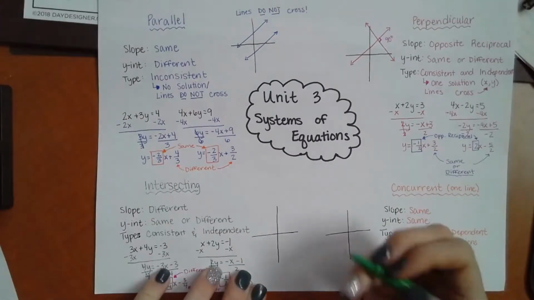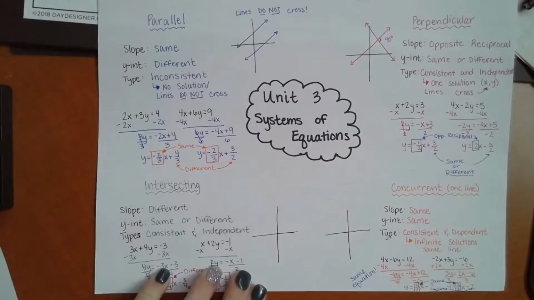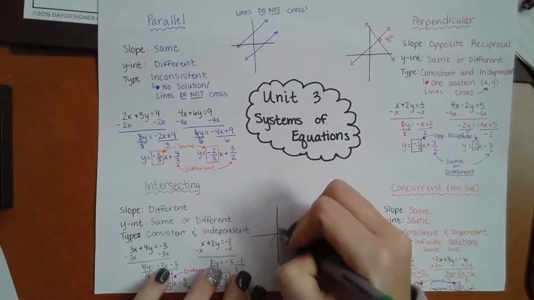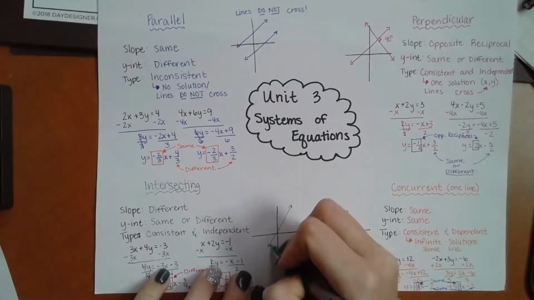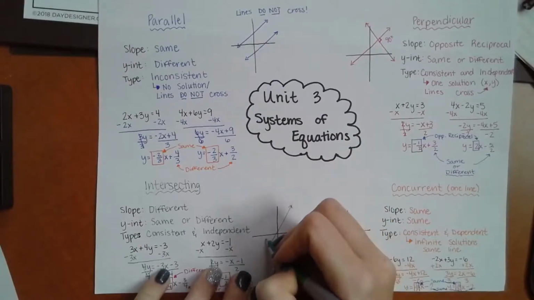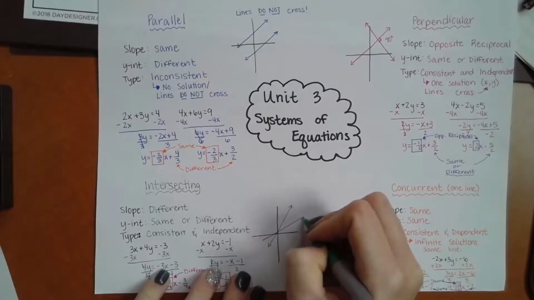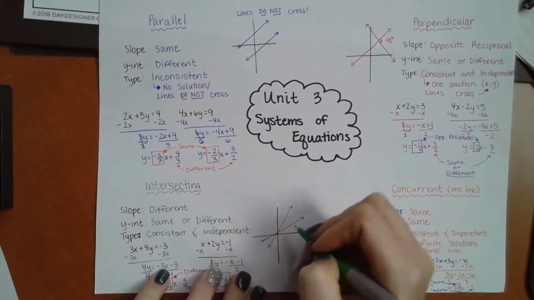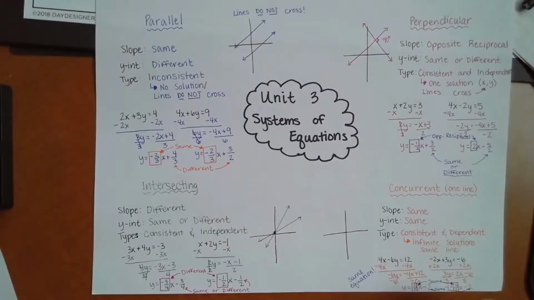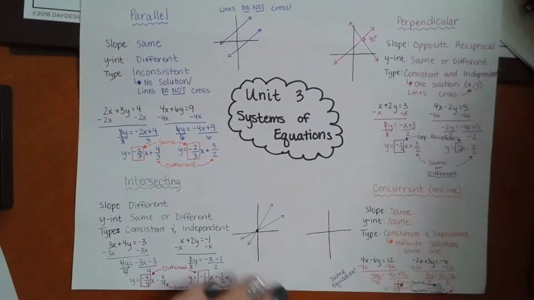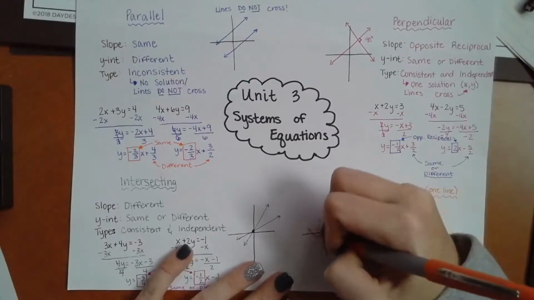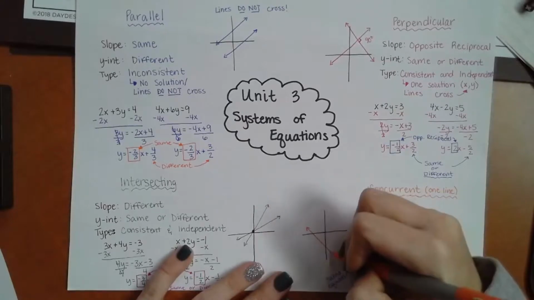So for intersecting, excuse me, you'll have something kind of like this, where they cross at just one point. And then concurrent, kind of being the most obvious, is just going to be one line.